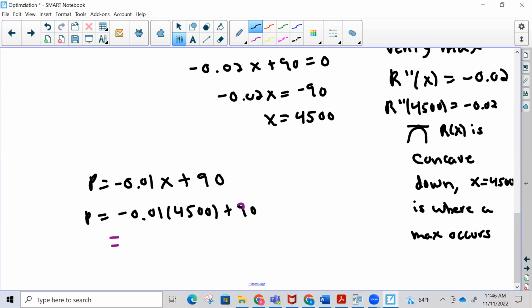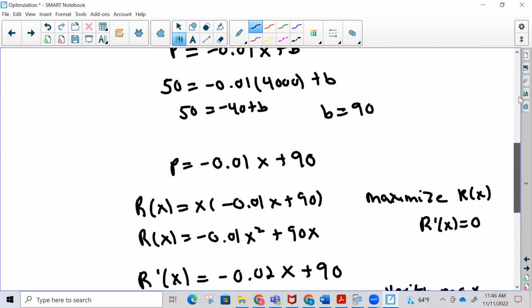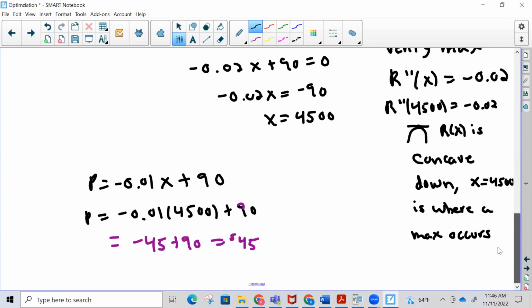So I get -45 plus 90, which gives me $45. So we're finding that the price that maximizes revenue is $45 with attendance of 4,500.